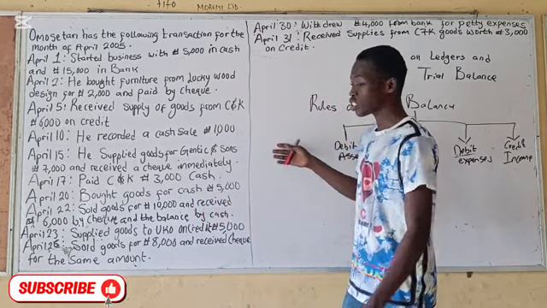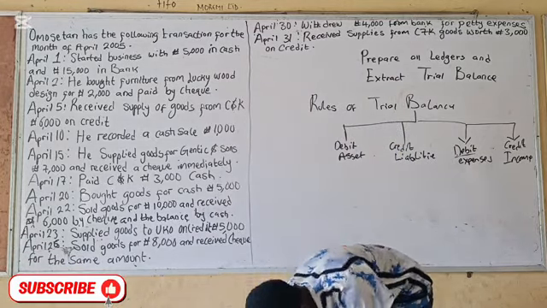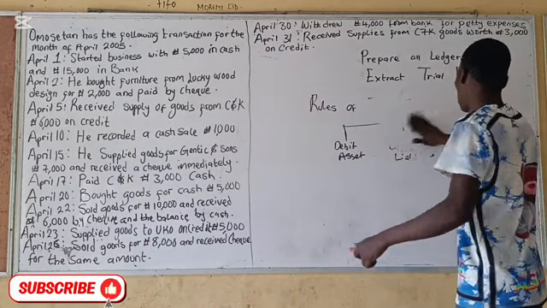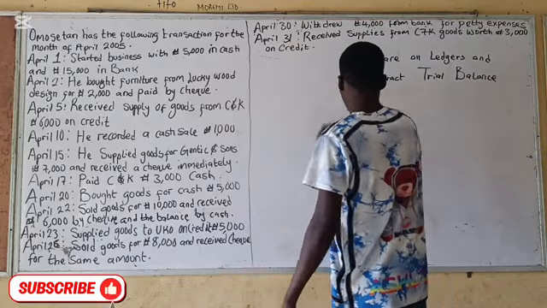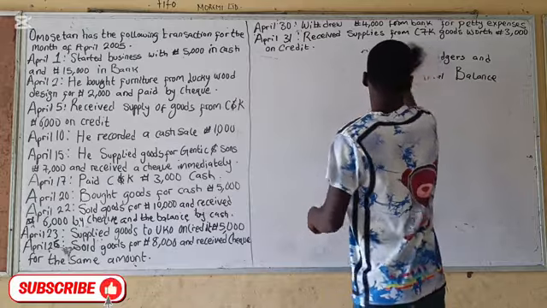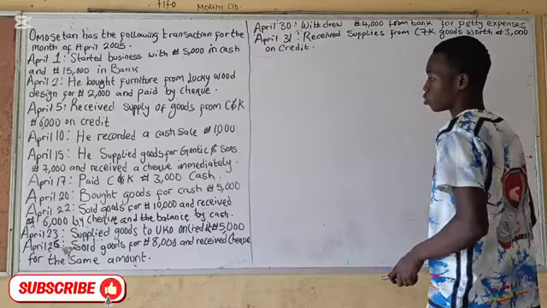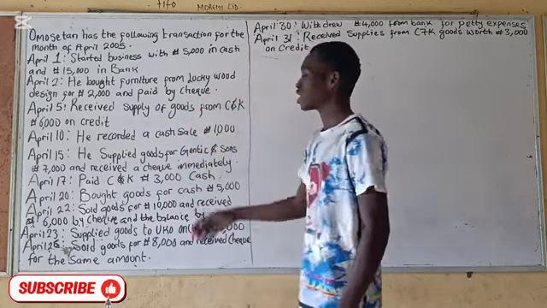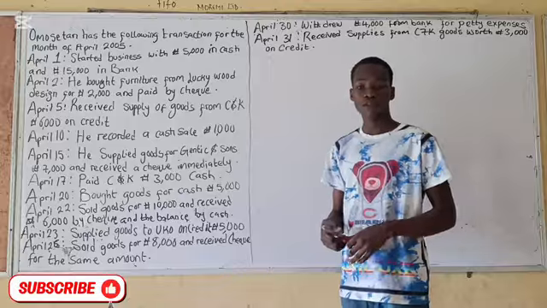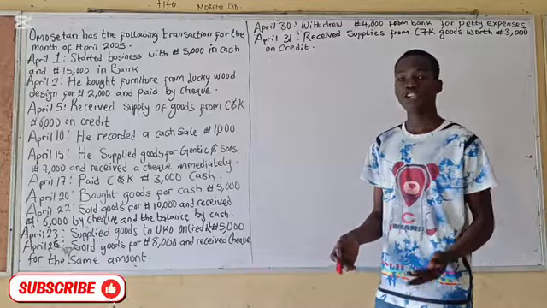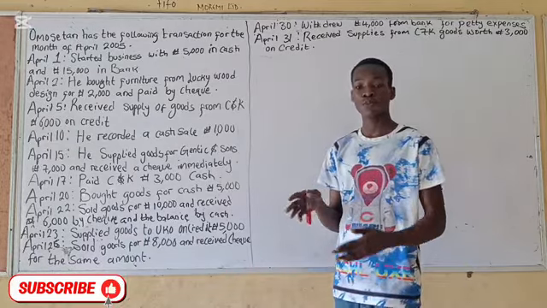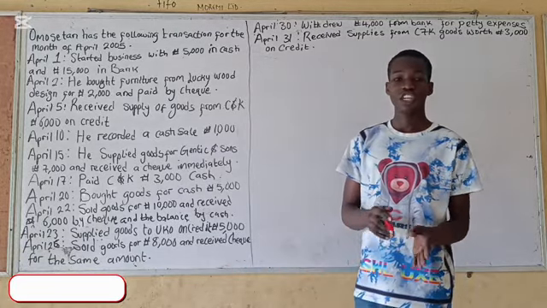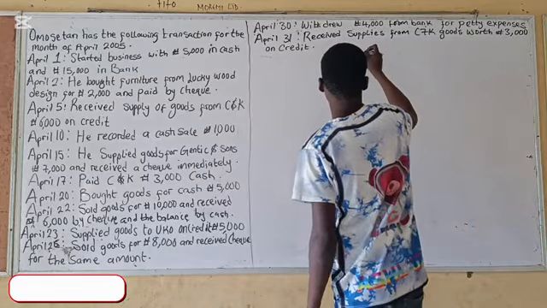So let's move to today's business, which is this. Don't forget, the first thing here is that we are going to prepare all ledger accounts before extracting the trial balance. Now, if you look at all these transactions here, you see that we have a combination of cash and bank. When we have the combination of cash and bank, you can do it in two ways. Either you prepare your two-column cash book, or you just prepare your cash account and bank account. Any of the two.